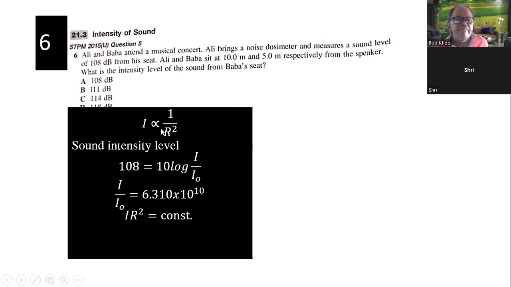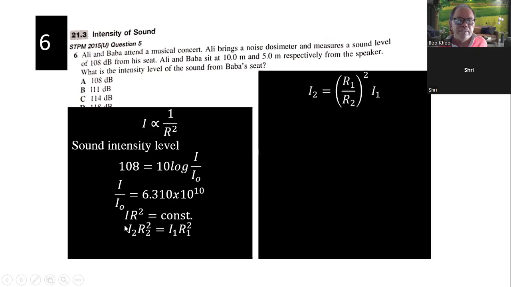And remember from here, take R square across there, you get a constant. So I2 R2 square is I1 R1 square. So you want I2, the new one, and this is the old one. If this is Ali, this one is Baba. Then take your R2 down, that's what you get. So R1 is 10, that's the R1, that's the R2, 5.